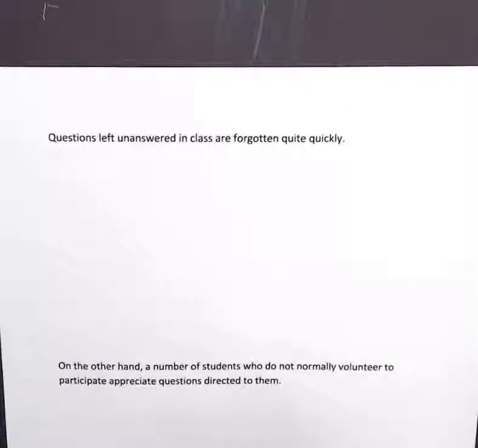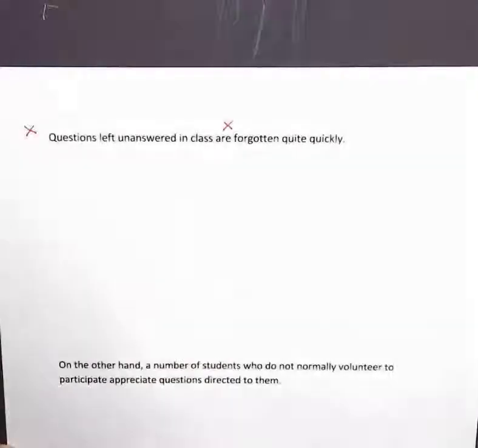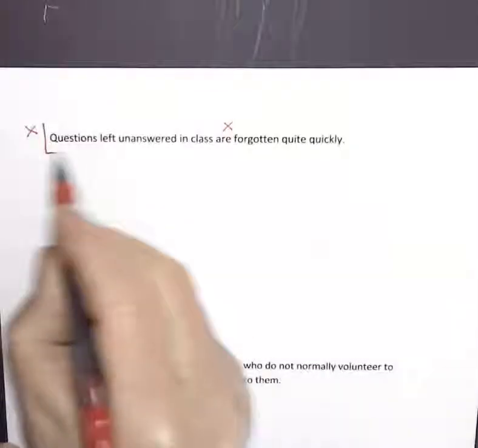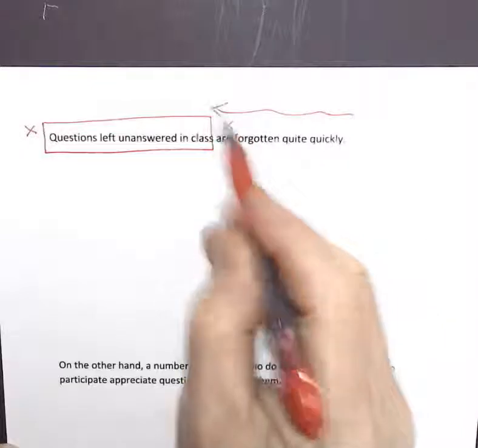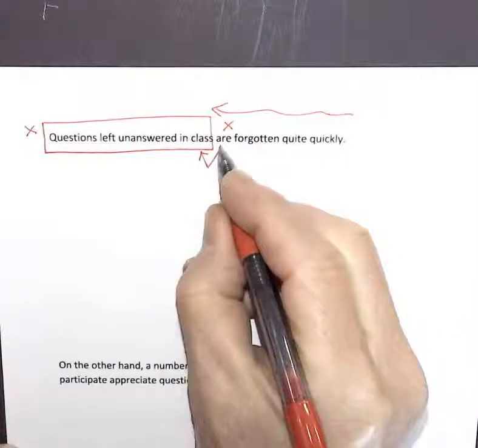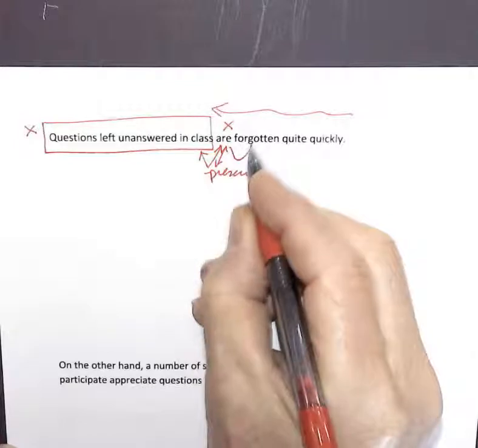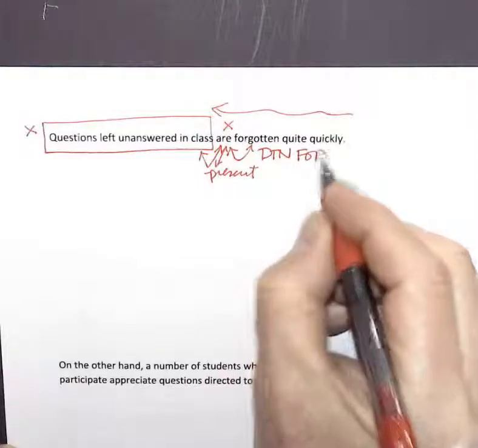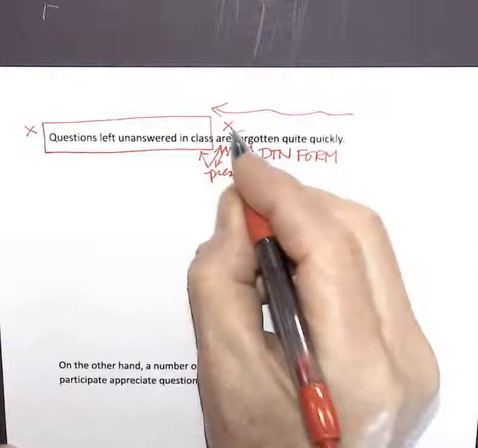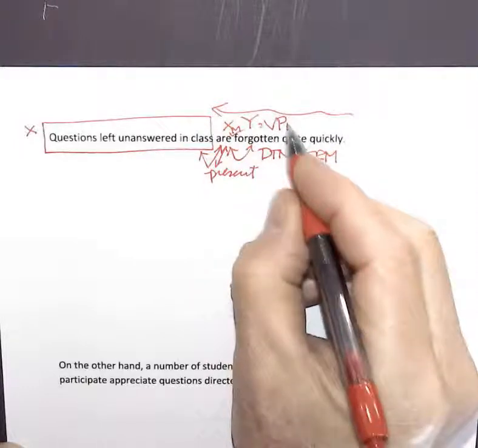Questions left unanswered in class are forgotten quite quickly. No shifters. Are questions left unanswered in class forgotten quite quickly? Yes, they are. Subject, predicate. Are ties with the subject, are ties with the present, and are ties with the verb forgotten, the DTN form. And this is a passive sentence. The M place is here, it's empty, and forgotten quite quickly is why? It's a verb phrase, no time.